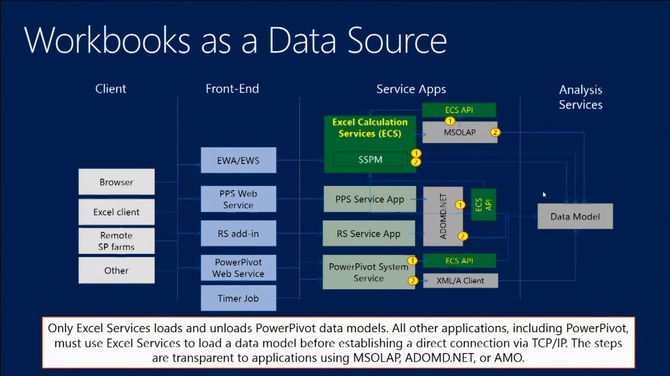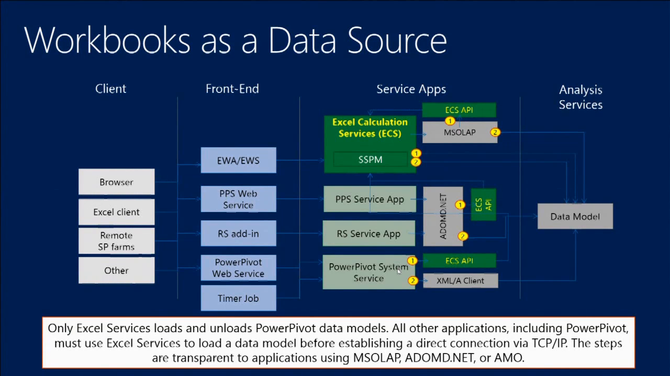Life is good. Let's take an Excel client that actually connects to a Power Pivot workbook as a data source from outside the farm. That will go a different path. It will go to our Power Pivot web service, which is part of our add-in. The reason why external workbooks as a data source require our add-in, whereas inside the farm you don't need it, is that these inside-the-farm services don't need to go through our web service. So that Excel client goes to the web service, which will go to the Power Pivot system service.